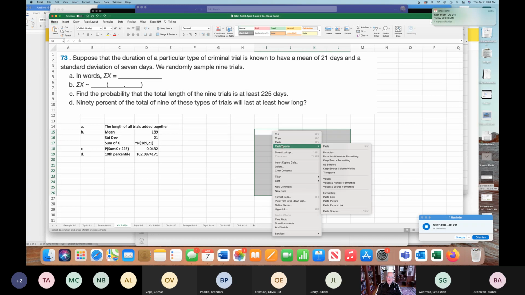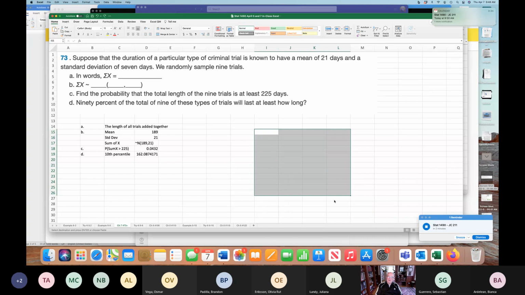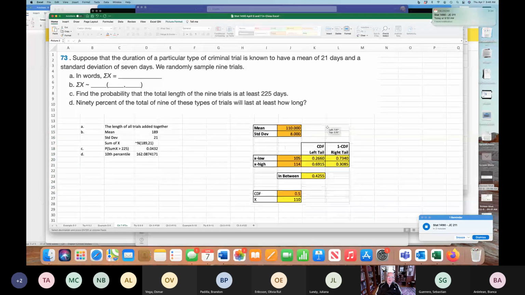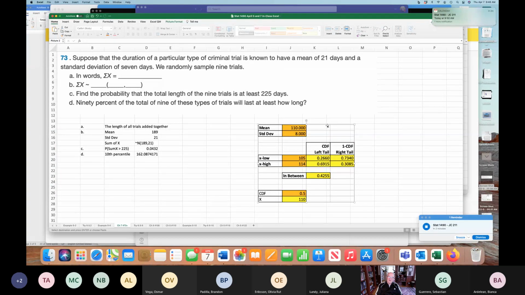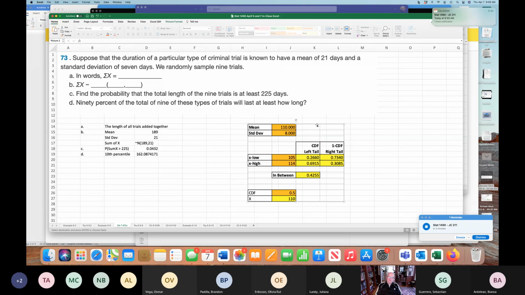What do I want? Paste link. Paste picture. Now it pastes it there. It looks kind of weird, doesn't it? Because it has a see-through component to it. But what does it say? I can tell that you used the calculator, and you can pluck numbers off of this.